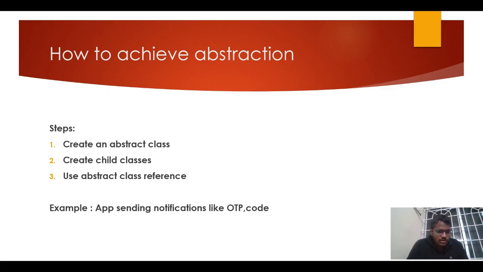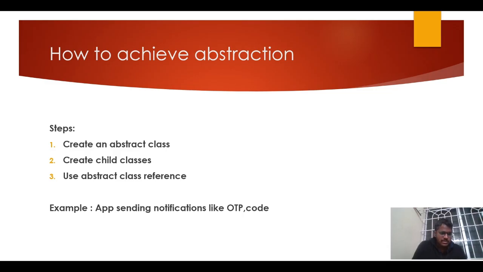The next point is using the abstract class reference. Suppose one notification class is there, so we will use that abstract class reference. We will create one reference variable, and in that reference variable we will put the child class object. The child class object address, we will store in the parent class reference variable. That is the purpose of using an abstract class reference.